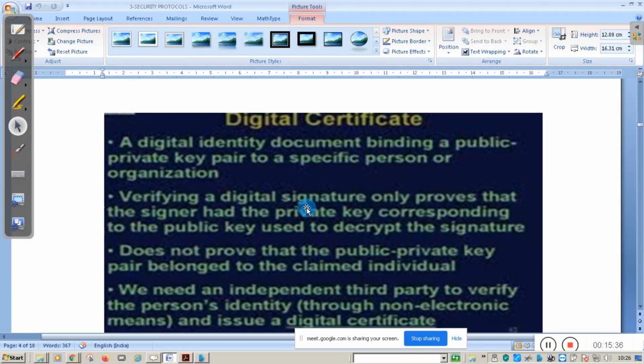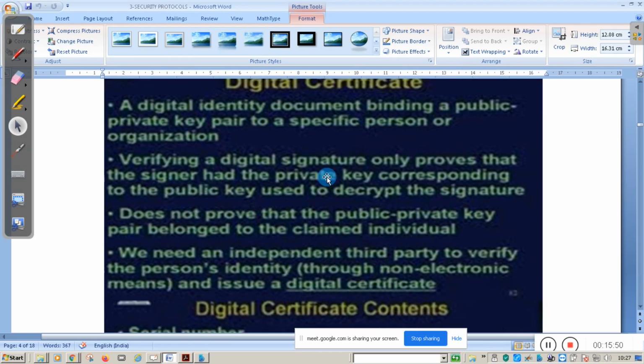Now we have one more concept here, that is called a digital certificate. A digital identity document binding a public and private key pair to a specific person or organization is called a digital certificate. Verifying a digital signature only proves that the signer had the private key corresponding to the public key used to decrypt the signature. It does not prove that the public-private key pair belongs to the claimed individual. For that we need a digital certificate. The third party will provide the digital certificate.